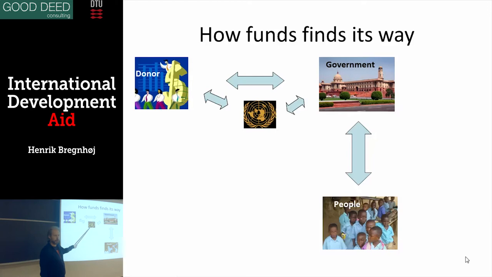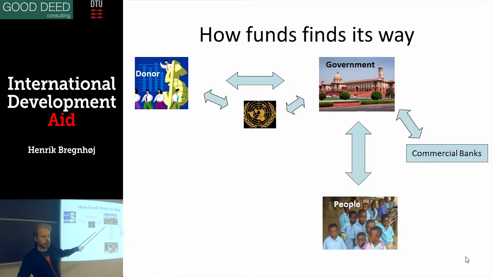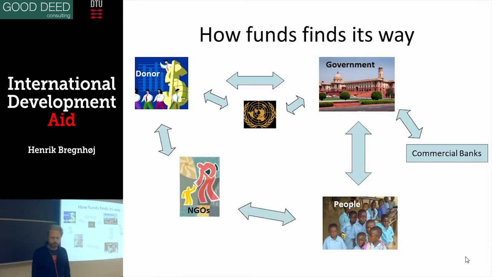Some of it goes through the United Nations. A lot of things are done together by donor countries. They are pooling a lot of money together in one bag, and then they're making projects together. Also, again, always through the government or in agreement with the government somehow. There are also some commercial banks. Governments take loans from the commercial banks, and then they're doing projects with some help from the international community. And then some of the money goes through the non-governmental organizations.